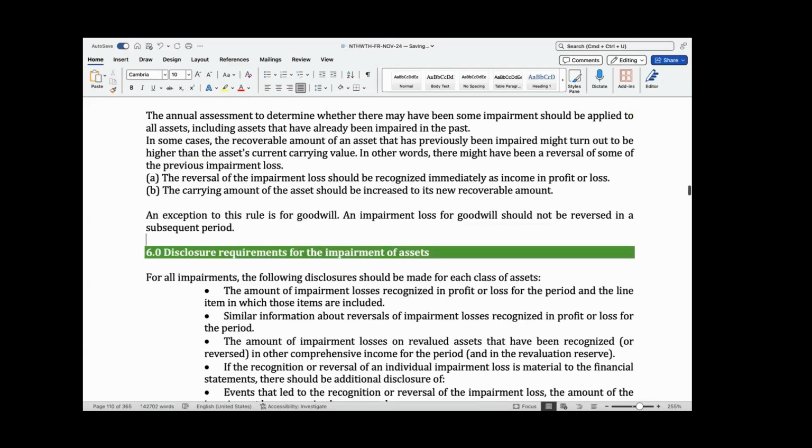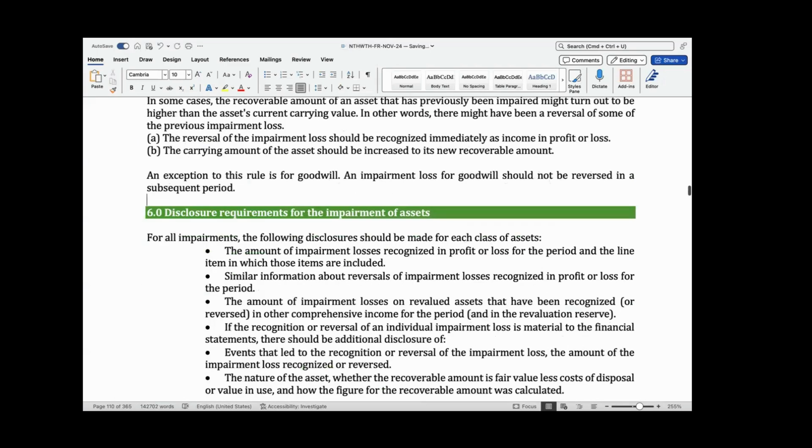So the final thing is disclosures. So what do we disclose? Of course, you need to disclose the impairment loss that you recognize in P&L.